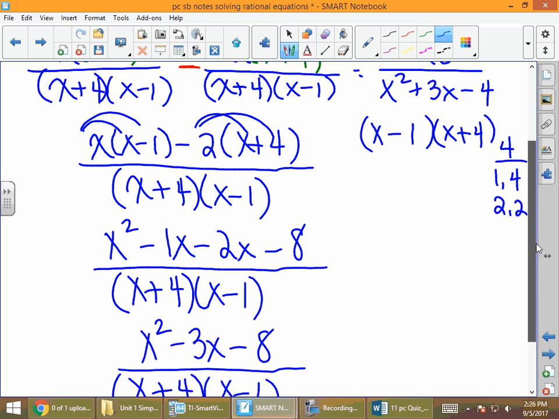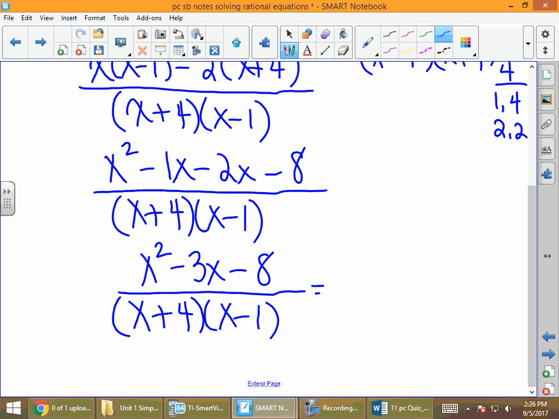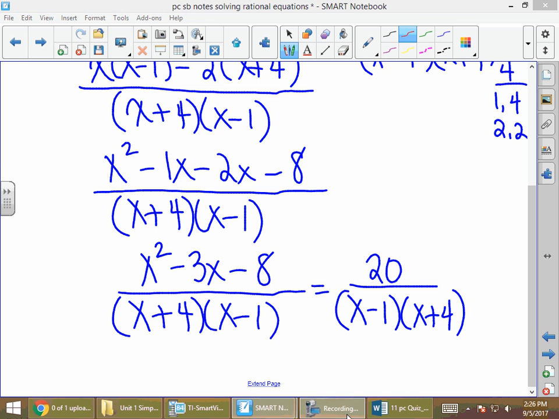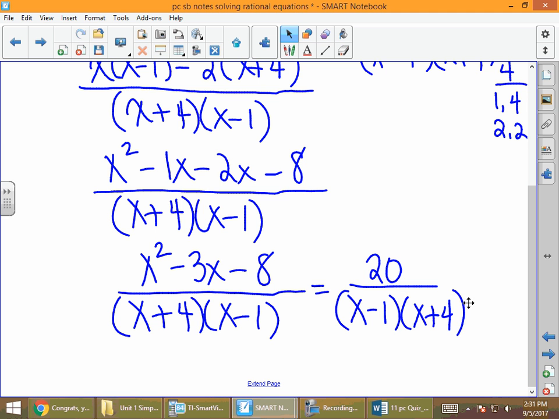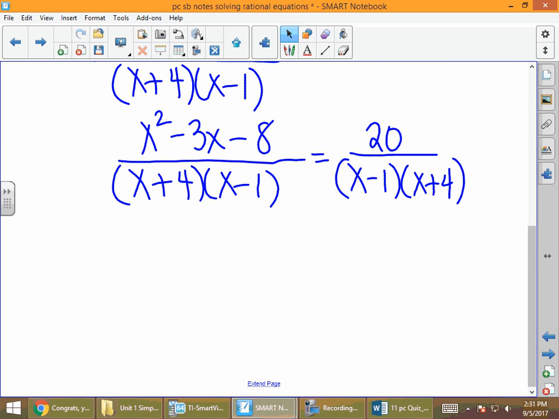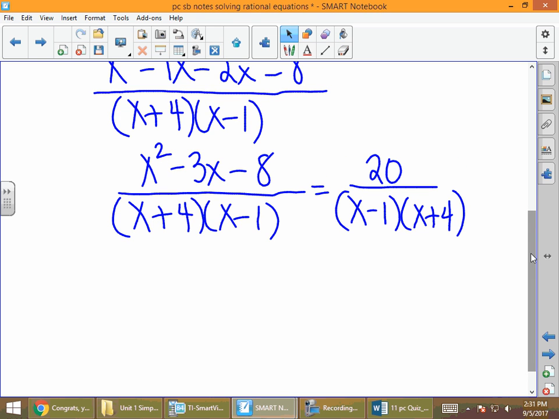So I'm going to carry that down. And we set it equal here. We've got 20 divided by x minus 1 and x plus 4. Now that we have the equations down into one fraction on the left side, one fraction on the right side, the nice part is that we have a common denominator everywhere.